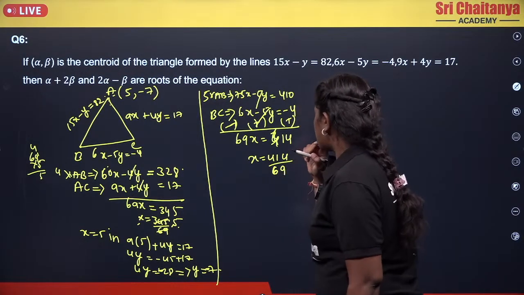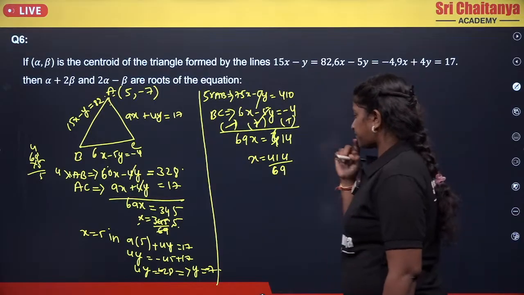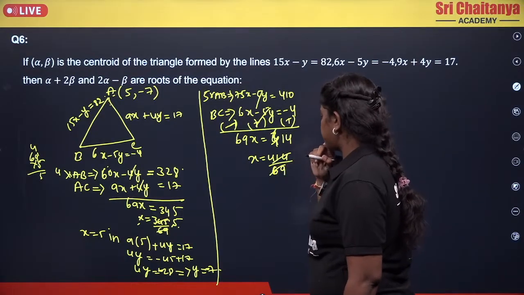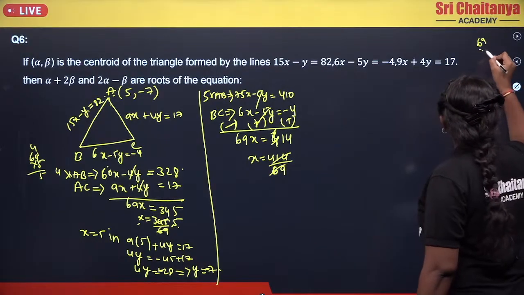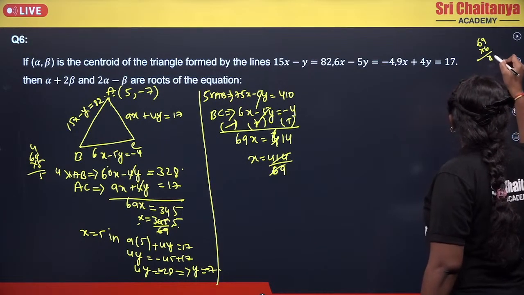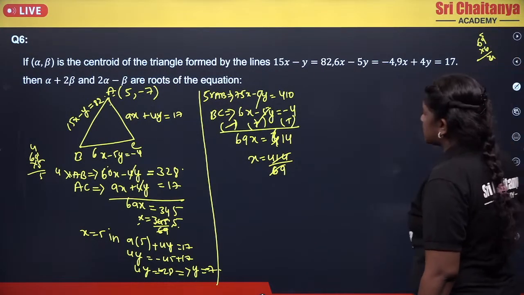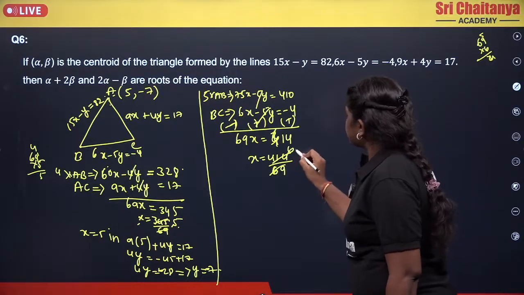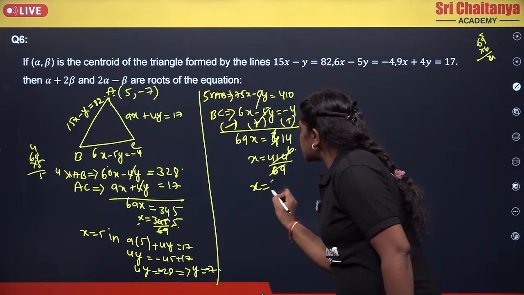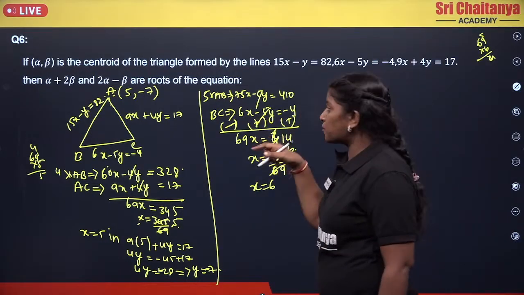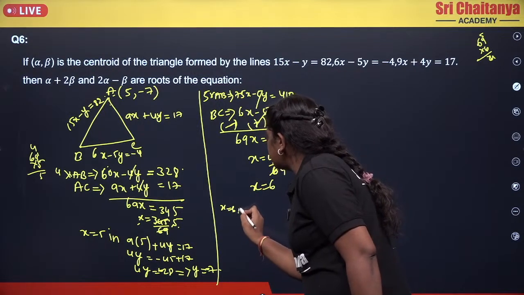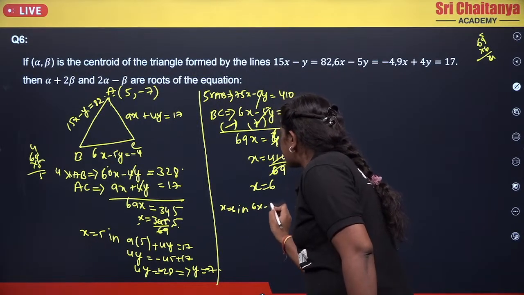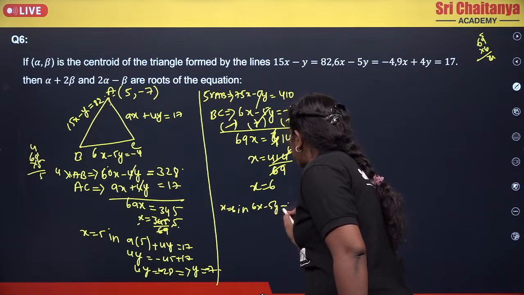Clear? So if you do the calculation, 69 times 6 is 414, yes, so that becomes 6. So x equals 6, we got. So place that in the equation so we will get the y. So that becomes x equals 6 in 6x minus 5y equals minus 4.